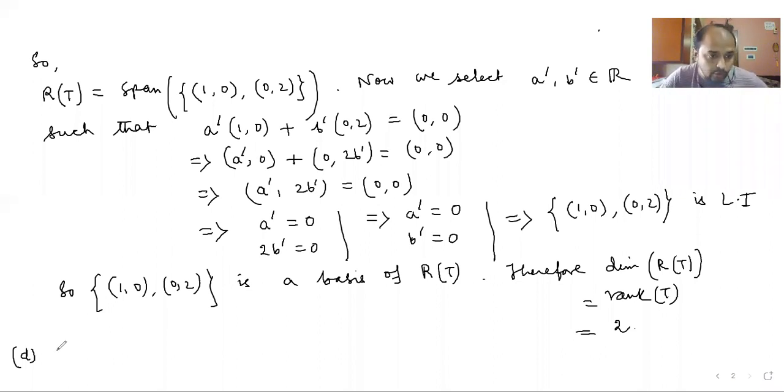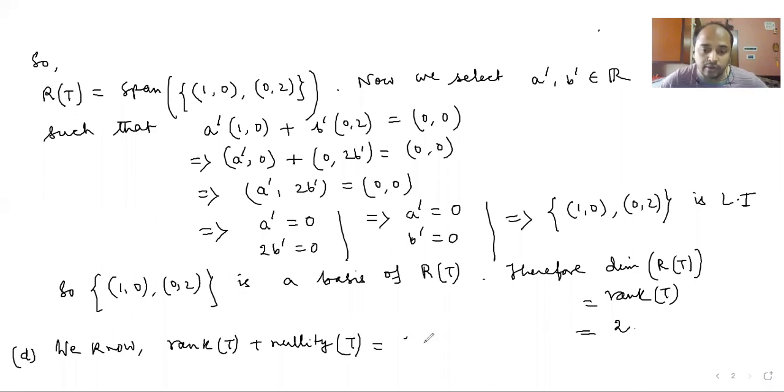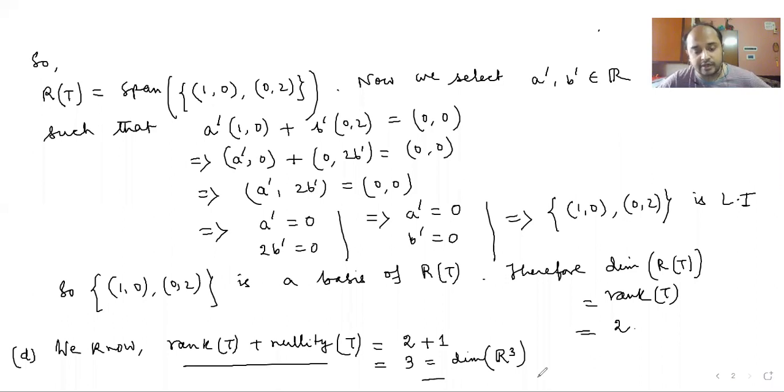Okay, so we know that rank of T plus nullity of T, since rank of T has come out to be 2, and in the earlier session we found nullity of T as 1, so their addition will give you 3. 2 plus 1 equal to 3, and we know that this is actually equal to dimension of R3. So rank nullity theorem is being satisfied in this particular case.